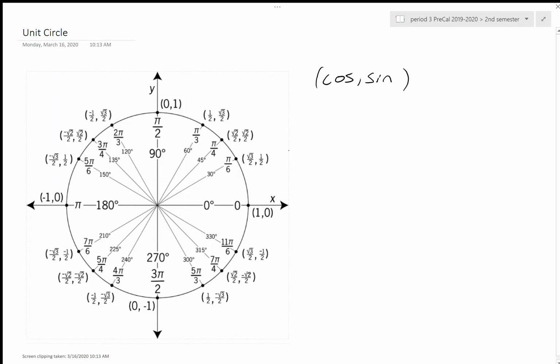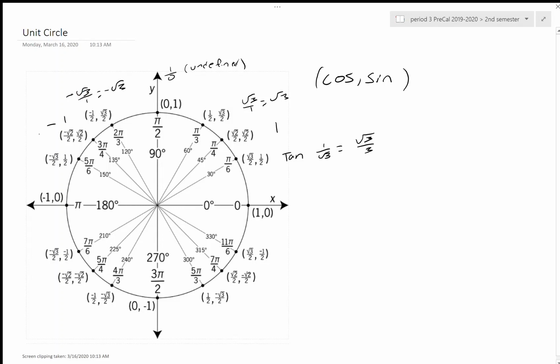And just as a reminder, tangent of this one would be 1 over the square root of 3, which when simplified is square root of 3 over 3. Right here, tangent is 1. For this one, tangent is square root of 3 over 1, which equals square root of 3. Right here, tangent is 1 over 0, which is undefined. Over here, you have negative square root of 3 over 1, which is negative square root of 3.